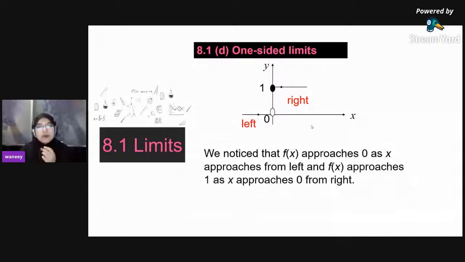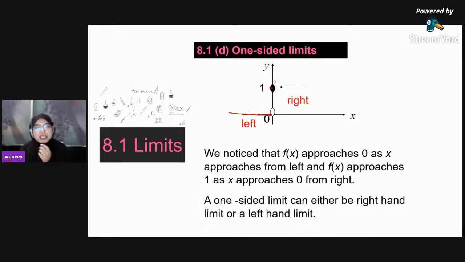Okay, so from this graph, you can see that this is the value for x equal to 0. So we notice that f(x) approaches 0 as x approaches from the left-hand side. So from the left-hand side, we are approaching the value of y equal to 0. Meanwhile, if we are approaching x equal to 0 from the right-hand side, this value of y is actually 1.